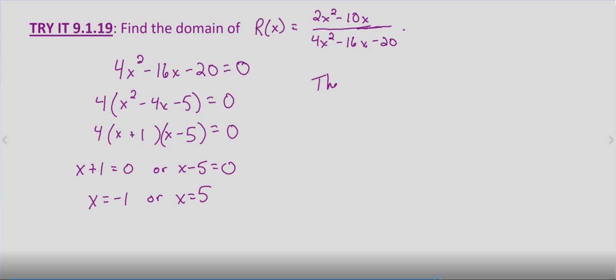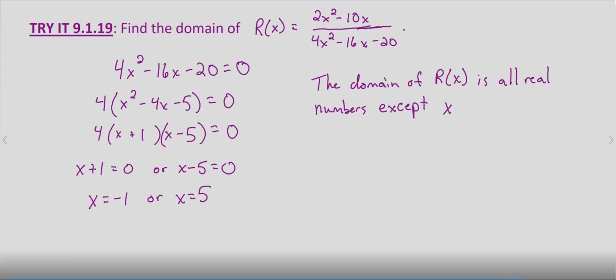So the domain of the function r of x is all real numbers except what we determined makes the denominator 0. So except x equals negative 1 and x equals 5. Or you could say the domain of r of x is all real numbers where x cannot equal negative 1 and x cannot equal 5. Those are equivalent statements.